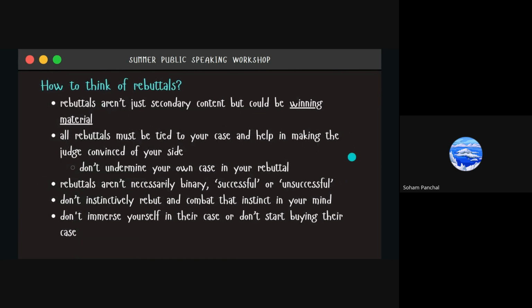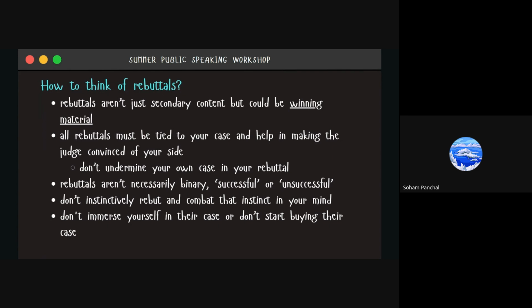Now, first of all, how to think of rebuttals, how to come up with rebuttals, or when to rebut and when to not rebut. It's a very important skill you need to know while debating, because you have very limited time in your speeches, or very limited things you can say in those 7 minutes, or in case of APD, in those three or four speeches. So you need to prioritize things, and you need to know what to say, when to rebut, or what not to rebut. So they are not just secondary content I just mentioned.